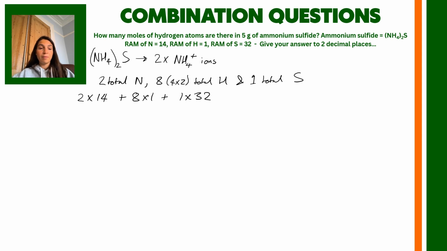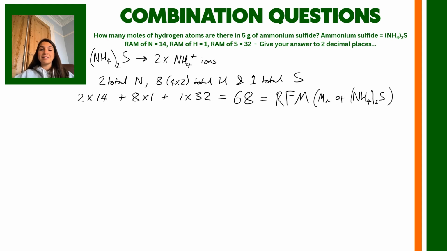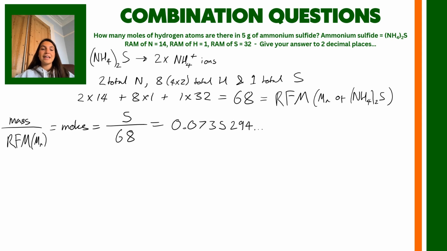So to find the relative formula mass, 2 times 14 plus 8 times 1. These are all just doing that number times the relative atomic mass of each of these. So 1 sulfur times 32, its relative atomic mass, added together is 68. Now to find out how many moles I have of ammonium sulfide in 5 grams of it, if I do the mass divided by the relative formula mass, that gives me my number of moles. So 5 grams from the question divided by 68 gives me 0.0735294. And that's my moles of ammonium sulfide.